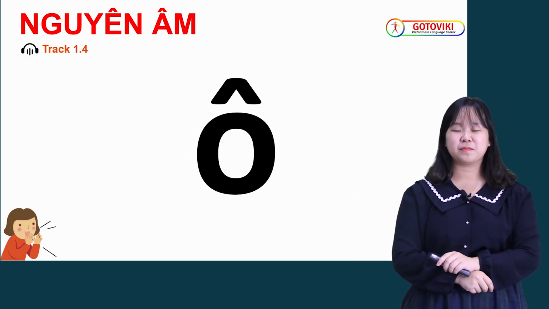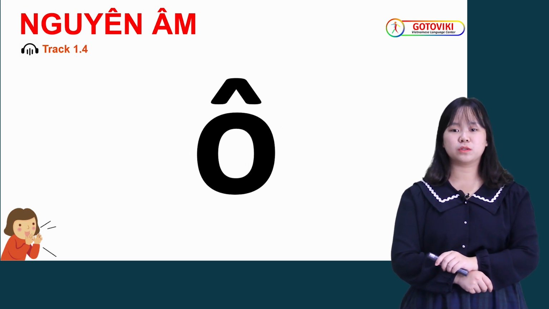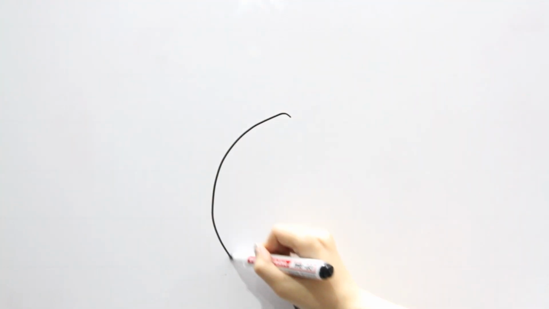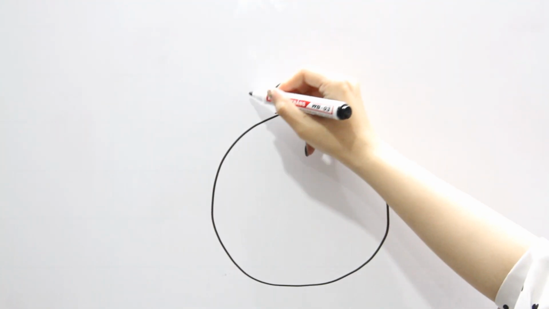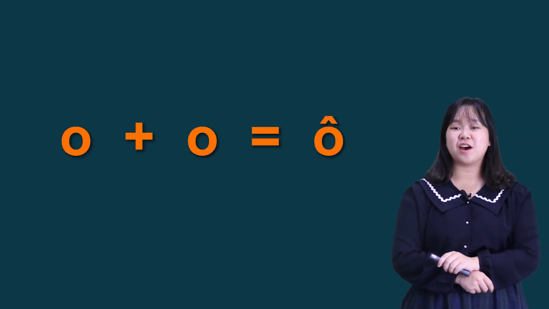Repeat after me. O. To write the letter O, you first write the letter O and then put a hat above. When typing in telex style, you will type the letter O twice to have O. And in Vietnamese, O not only means the letter O, but also means cái ô, the umbrella.